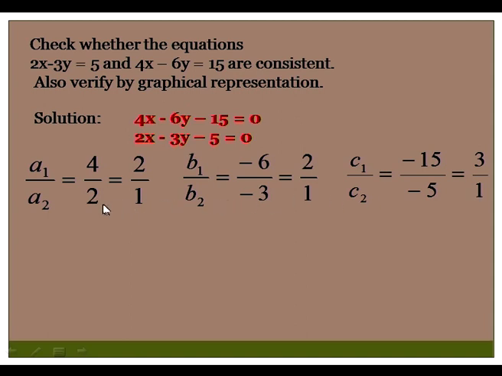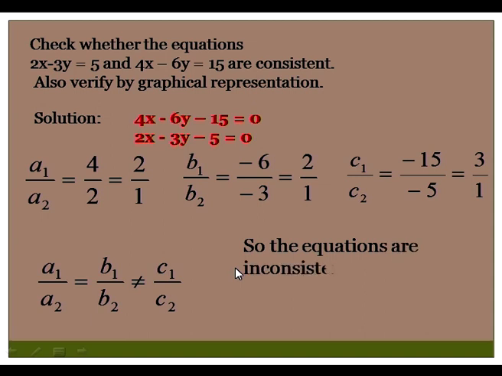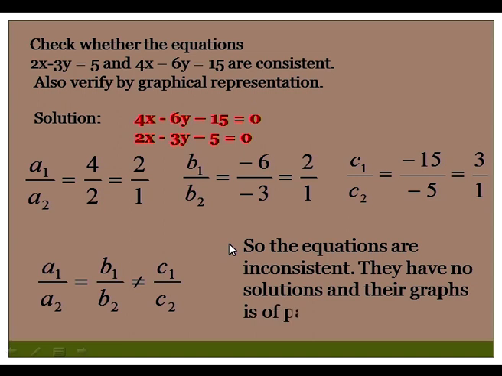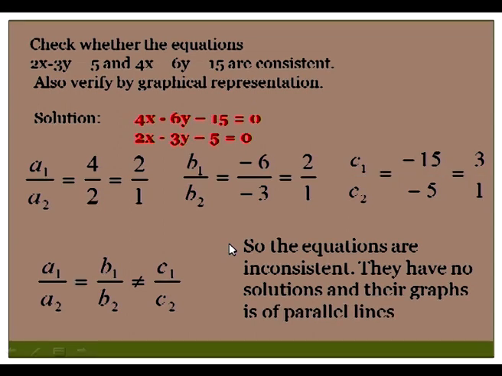What do we observe? We observe A1/A2 is equal to B1/B2, but it is not equal to C1/C2. So, the given equations are inconsistent. They have no solution and their graphs are parallel lines. Let us draw the table for it.